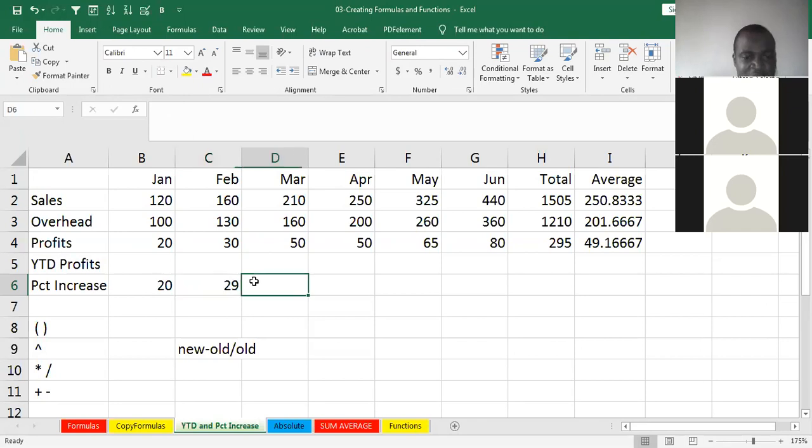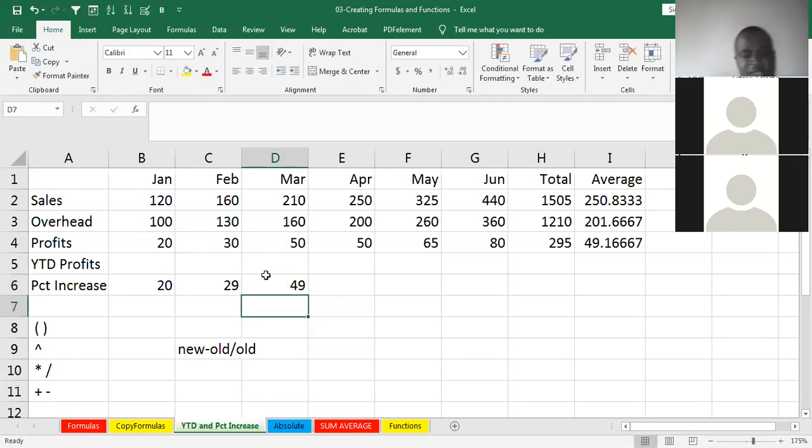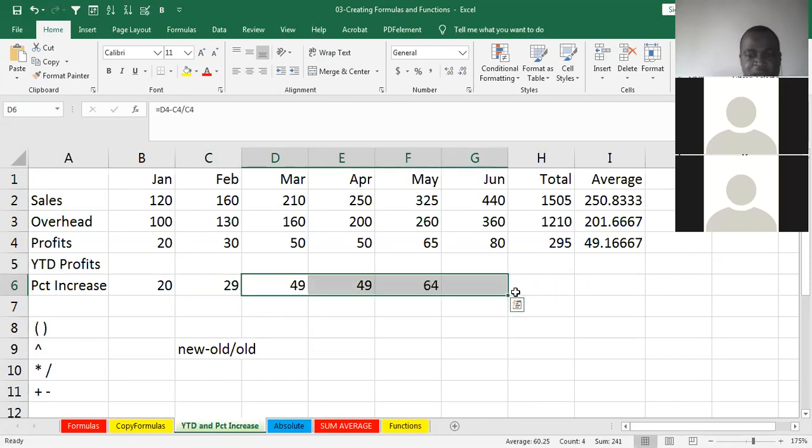So respond to me: what is the new value in this cell? It's going to be equal to 50, which is the new value. Are we together? Yes. 50 minus what? 30. Divided by what? 30. Beautiful. That is it. Divided by 30. So if you just want to do it, you just drag it to this place.